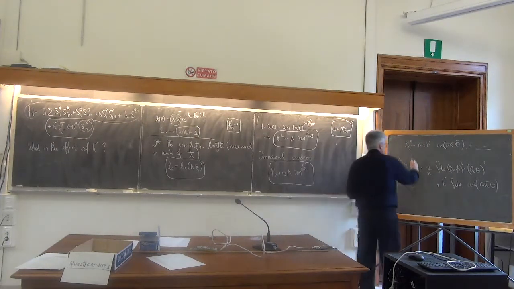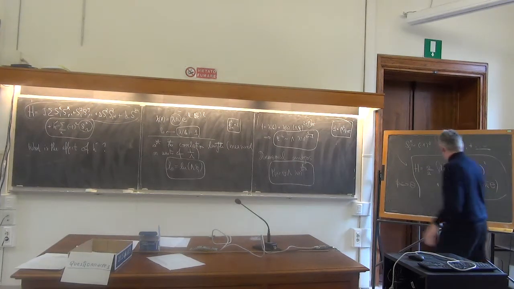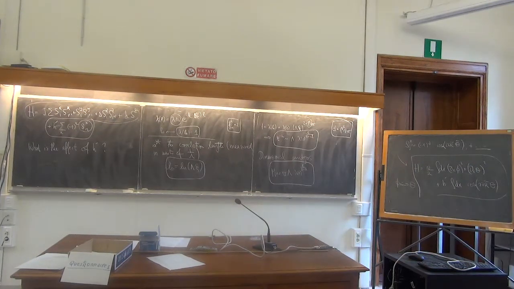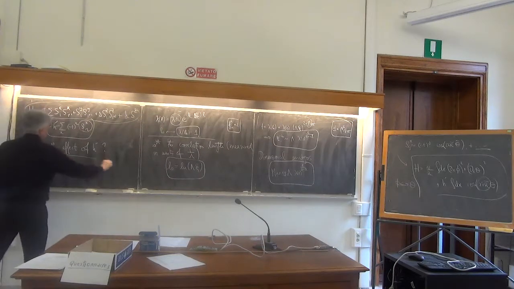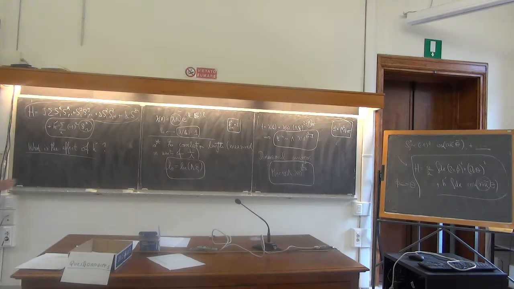Okay, so now you can say, I know now what is the effect of this staggered field. If my compactification radius is such that this is less than square root of 8 pi, I will open up a gap. So I'm no longer critical, I will change the physics of the model. On the other hand, if this is larger than square root of 8 pi, I will remain critical.